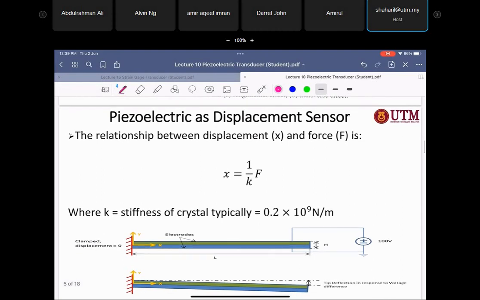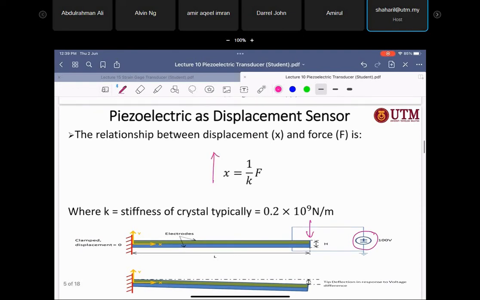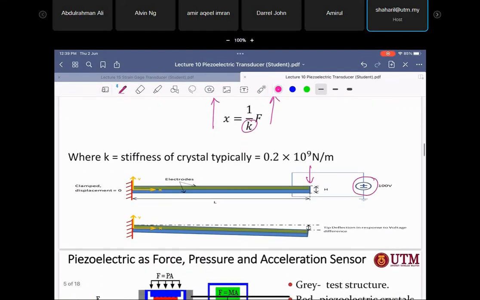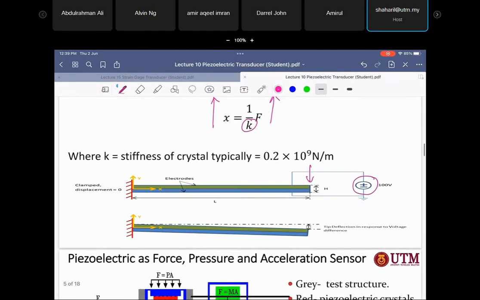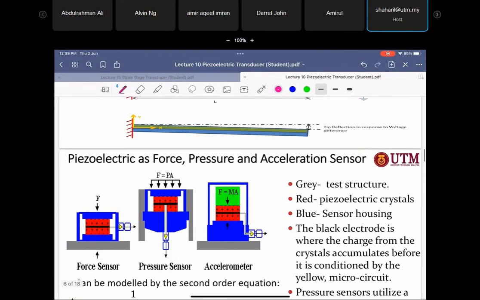It can be given like this. The piezoelectric can be like a strip, right? So when you apply the force in this direction, you can measure the voltage that has been produced. The displacement will be high, so the force also will be high. K is the constant for the crystal, for that material. So this is the very basic about the piezo strip.